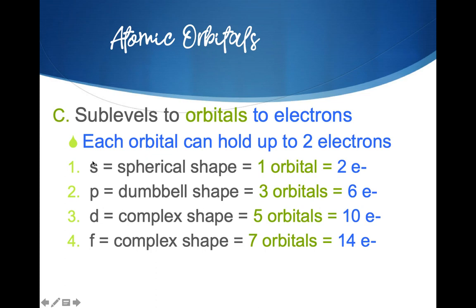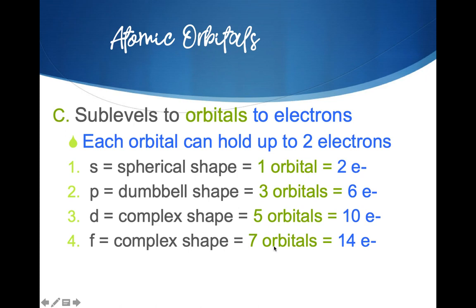But remember, in energy level 1, there's an S. In energy level 2, there's an S and a P. In energy level 3, there's an S, a P, and a D. And in energy level 4, there's an S, a P, a D, and an F. And then remember, energy levels 5, 6, and 7 also have an S, P, D, and F. So that's how we eventually start building up the electron cloud.